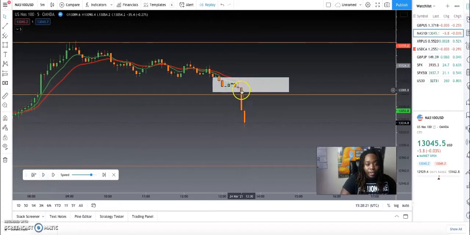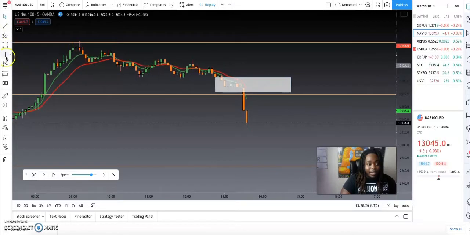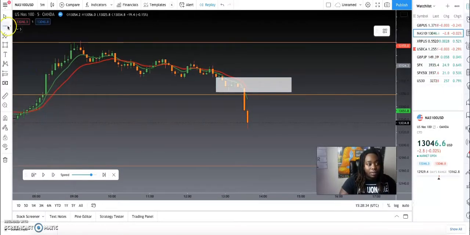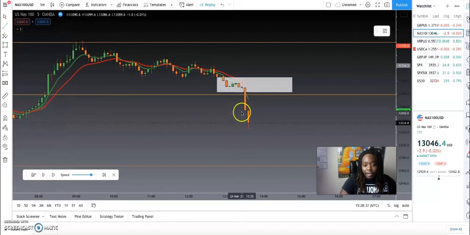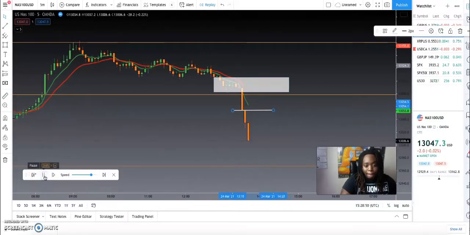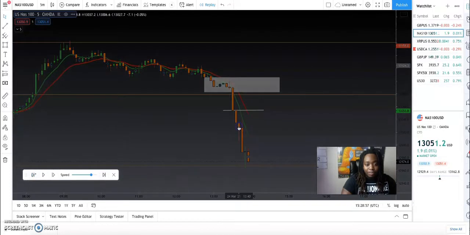Now, yes, you could have got in once it broke and kept going, but to have a secure entry, you could have gotten in right here on the next candle, after the breakout. Where can it potentially go? Here, to the next pivot. Look at that. Guys, you would have ate. Let's go back to this right here.